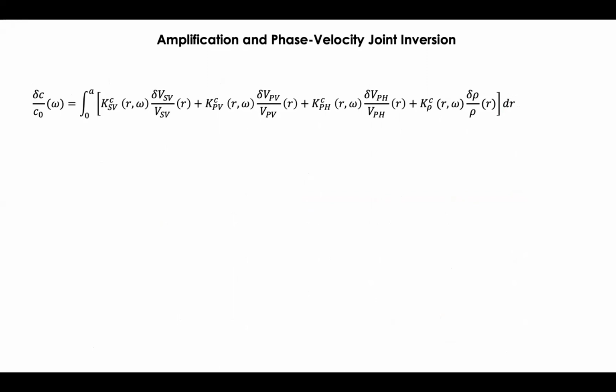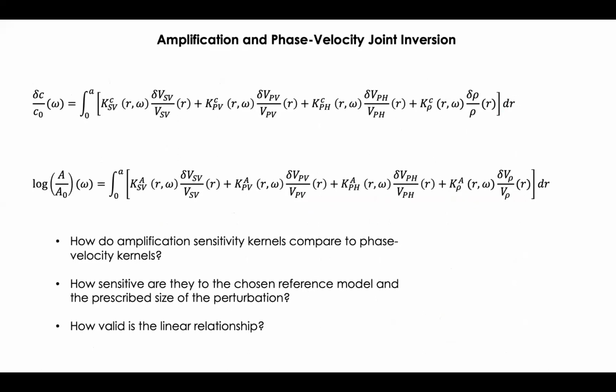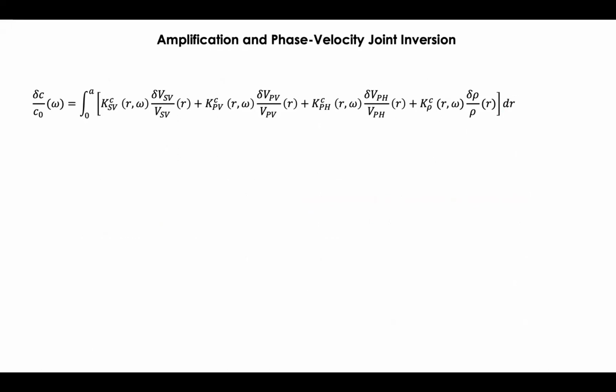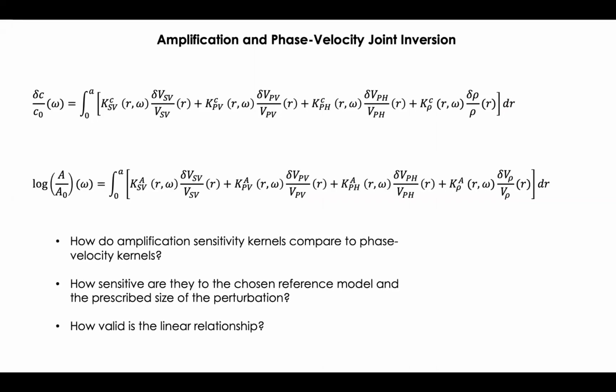Perturbation theory allows this linear relationship to be valid under certain assumptions, and it also allows the phase velocity kernels to be calculated analytically from the eigenfunctions of a reference model. And this equation is widely utilized in seismology. Now below it, I plotted an analogous equation for amplification, linearly relating the log of an amplification ratio to perturbations in the same model parameters. However, we need to understand to what extent this linear relationship is valid. Moreover, amplification kernels cannot be calculated analytically and they must be determined numerically.